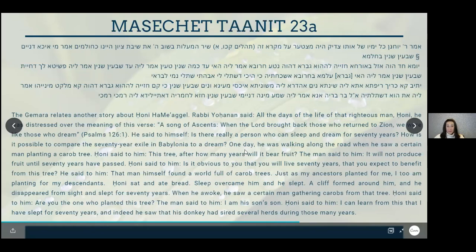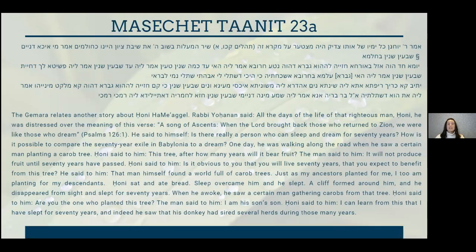That's not a dream. One day, Choni is walking along the road when he saw a certain man planting a carob tree. Choni said to him, this tree, after how many years will it bear fruit? The man said to him, it will not produce fruit until 70 years have passed. Choni said to him, it is obvious to you that you will live 70 years and you expect to benefit from this tree?